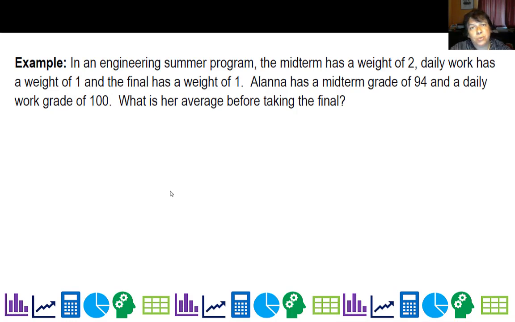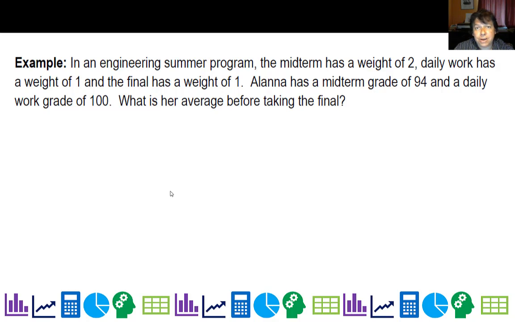And there, the midterm has a weight of 2, daily work has a weight of 1, and the final has a weight of 1. So these are not listed as percentages. Now, I could convert them to percentages if I wanted to, but I can also work with these kinds of weights. So there's no law that they have to add up to 1 or that they have to add up to 100, as long as they're consistent with the weights they're supposed to have.